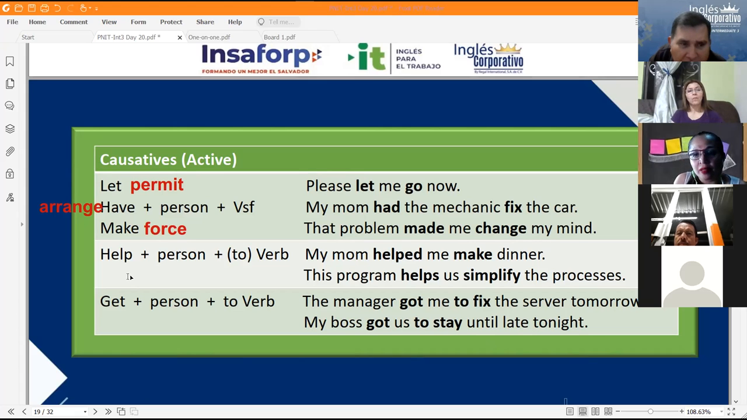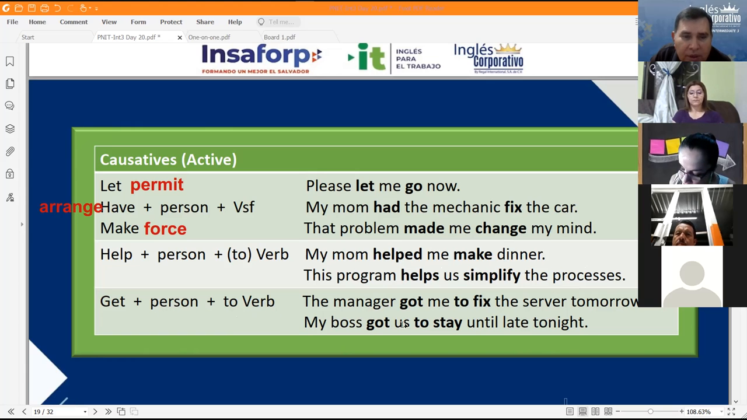So then the other one, help person. Notice in parentheses, we have two. Why? Because the two forms are correct. You can say help someone to do something or help someone do something. You can say do or to do. My mom helped me make dinner. This program helps us simplify the processes. But you can say, my mom helped me to make dinner. This program helps us to simplify the processes. The two forms are correct.